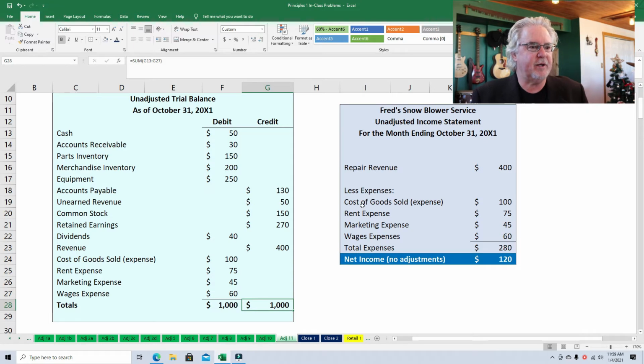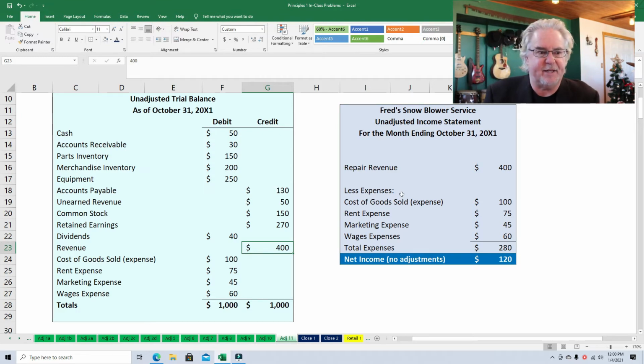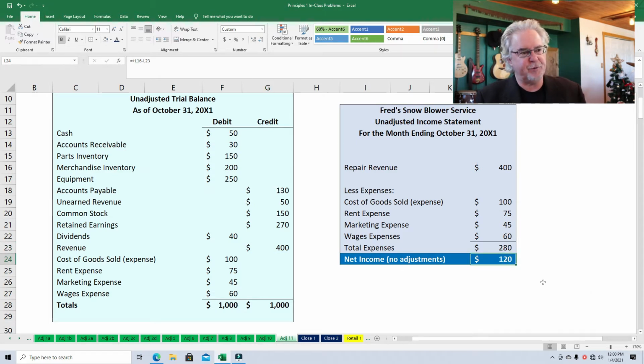All right. So here's what we got going on. We got repair revenue, $400. I got that right off the trial balance. And here are all the expenses. Got this right off the trial balance. And cost of goods sold is an expense too, even though it doesn't say expense. It's an expense. And it looks like Fred's doing pretty well. He's making a profit here of $120, and I kept the numbers really small so that way we could focus on the concepts and not worry about the numbers so much.